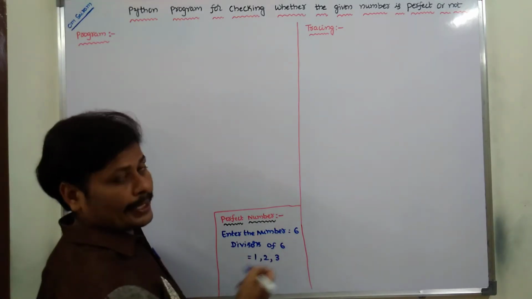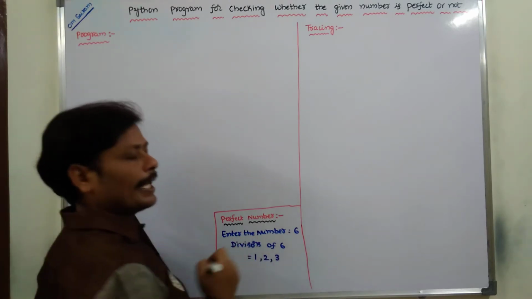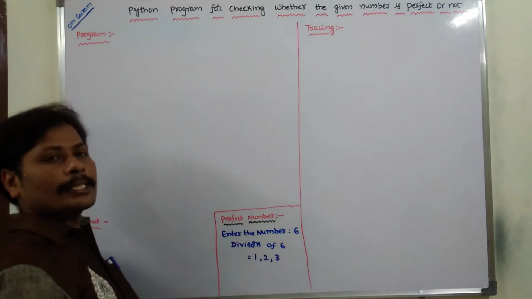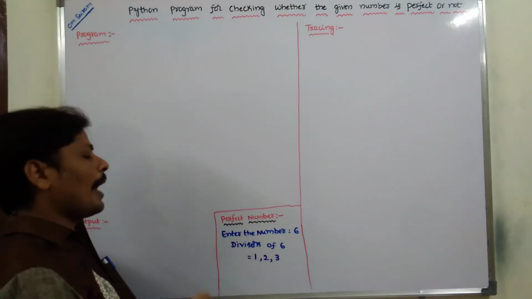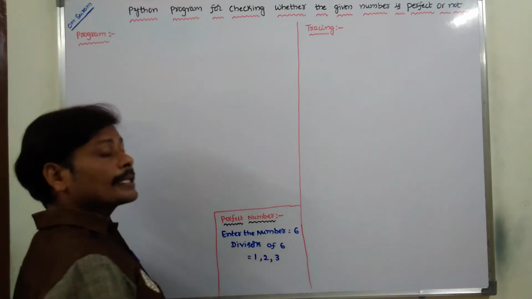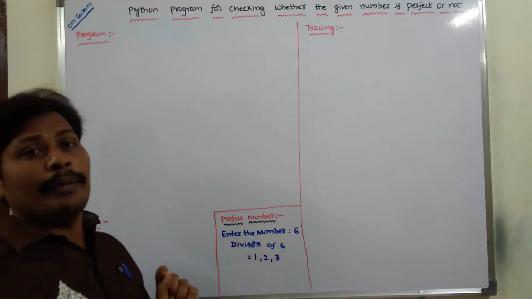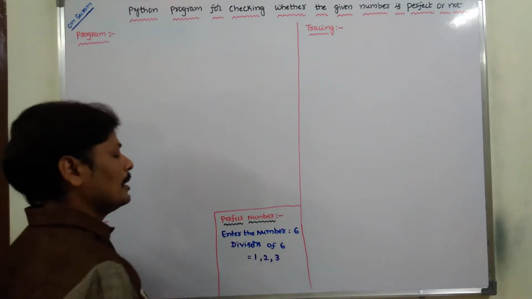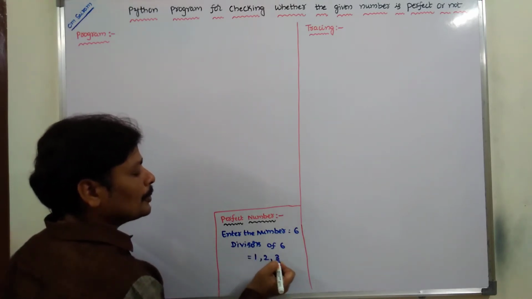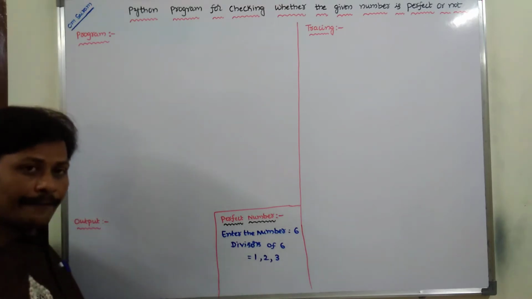4 divides 6? It is not possible, so I am not taking 4. Does 5 divide 6? No, 5 does not divide 6, so I am not taking 5 as a divisor of 6. 6 divides 6, but the same number cannot be taken. So what are the divisors of 6?